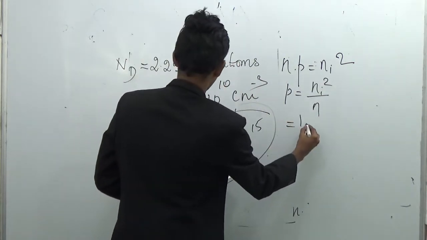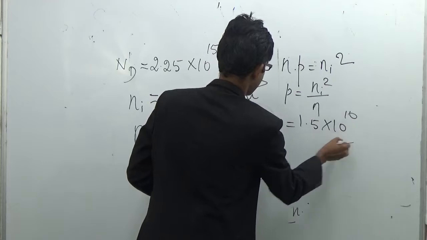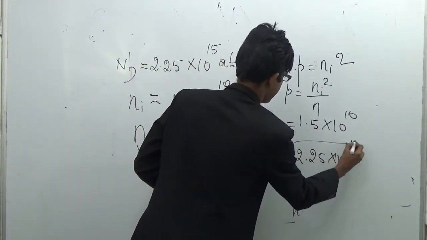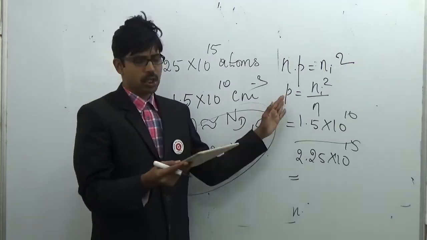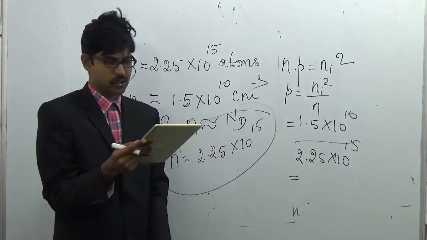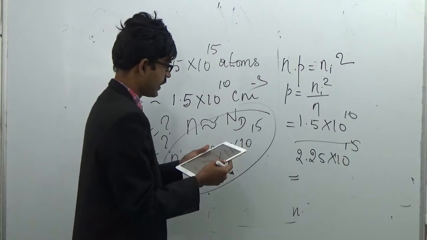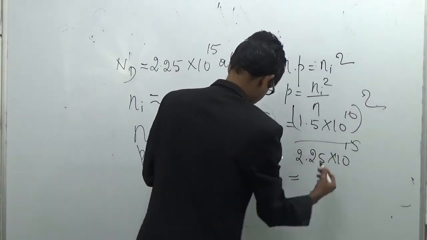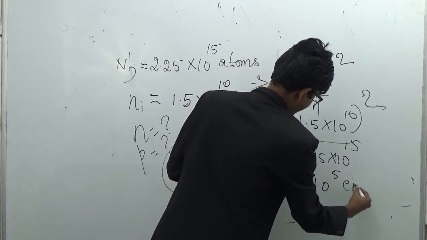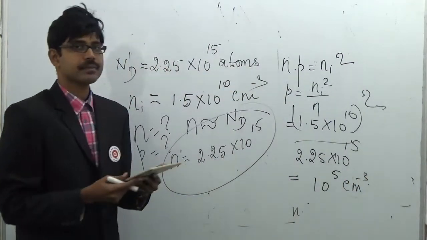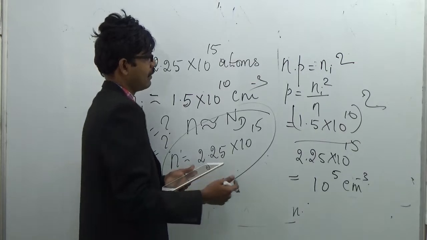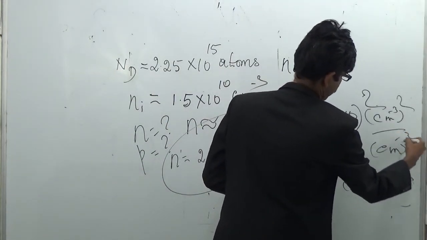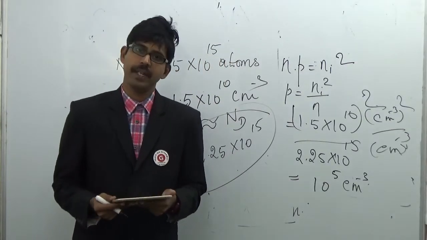Ni is nothing but 1.5 into 10 to the power 10. And the electron concentration is 2.25 into 10 to the power 15. So the hole concentration is the ratio between these two quantities, which is computed, and it is found to be approximately, this is Ni square, so it is found to be 10 to the power 5 per centimeter cube. Okay, so you have to be very careful. Centimeter cube, the Ni square, by centimeter cube. So it's going to be per centimeter cube, the unit.